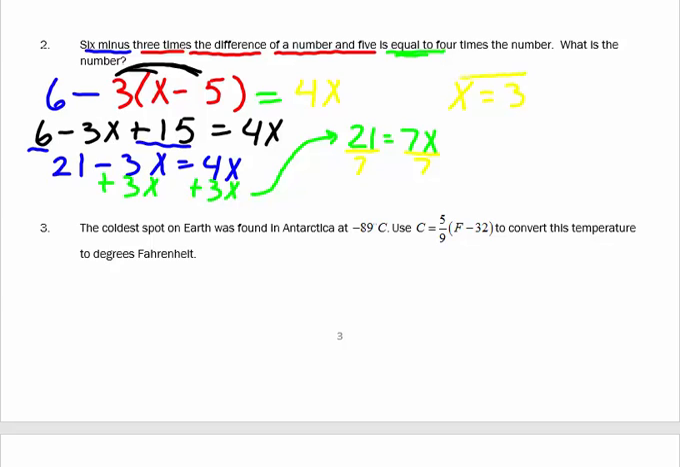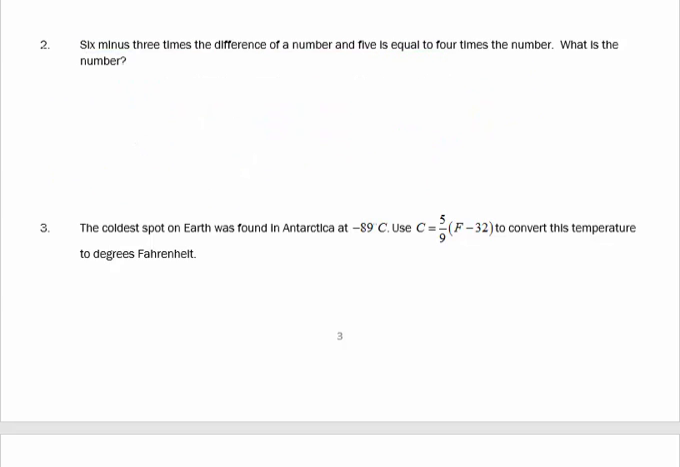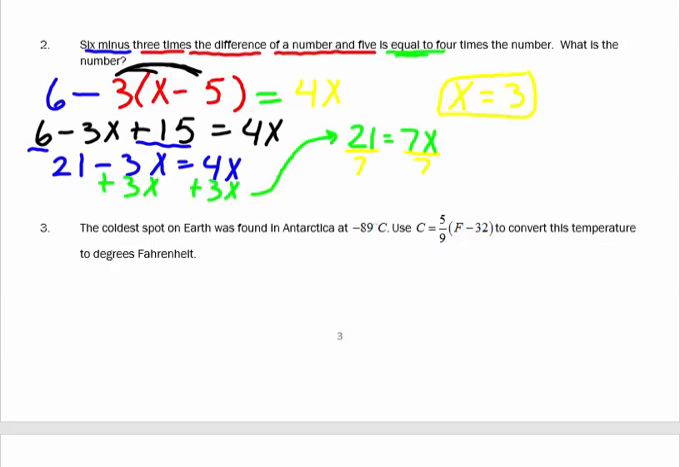The coldest spot on Earth was found in Antarctica at negative 89 degrees Celsius. C equaling 5/9, parentheses F minus 32, to convert this temperature to degrees Fahrenheit. Since we know that negative 89 is for the Celsius, we'll need to plug negative 89 in for C. So negative 89 degrees is going to equal 5/9, parentheses F minus 32.